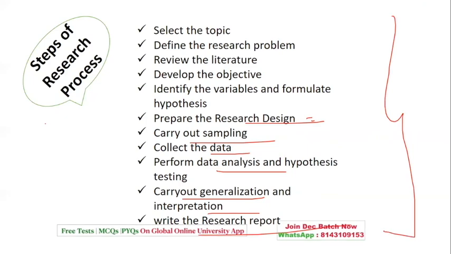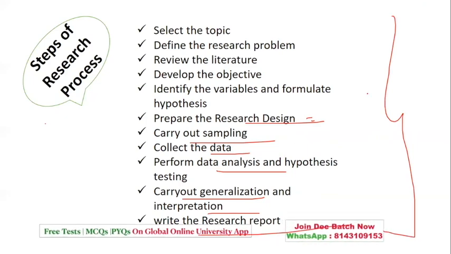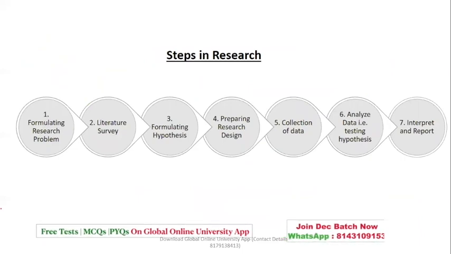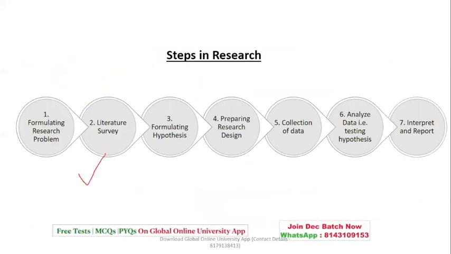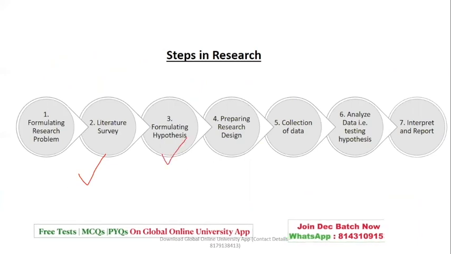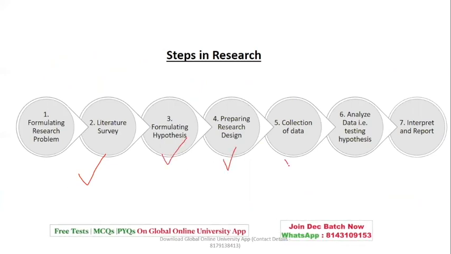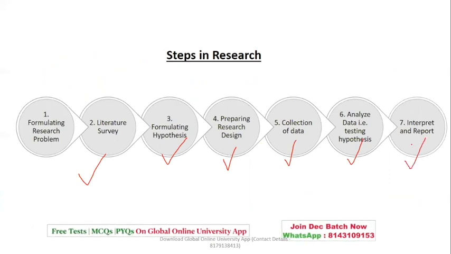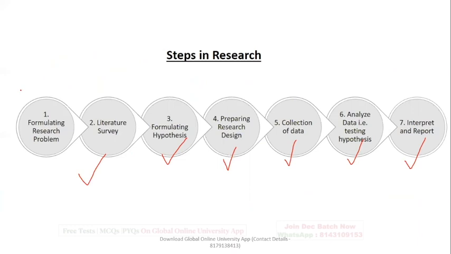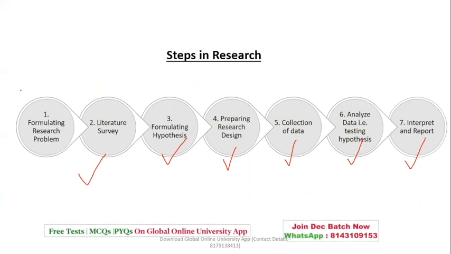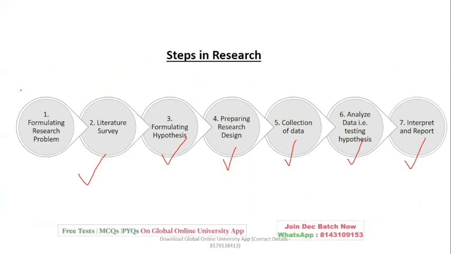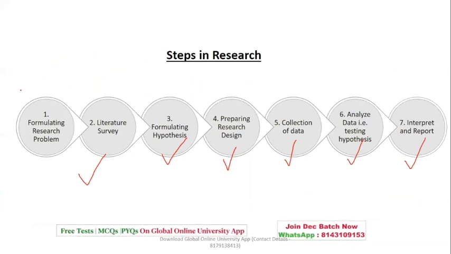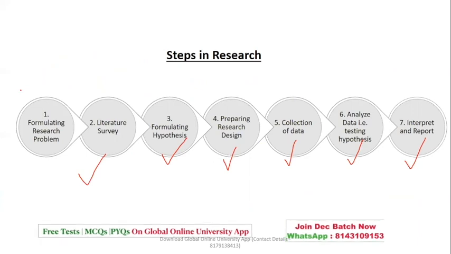So when you follow this, you say that you have done a research process. In other words, it is like formulating a research problem, doing a literature survey, formulating hypothesis, preparing research design, collection of data, analyzing the data, and interpreting the data, as well as reporting. So many times, as I said, research steps have been asked by arranging them in sequence. So you have to be careful with the sequence. You have to see how the sequence is given.